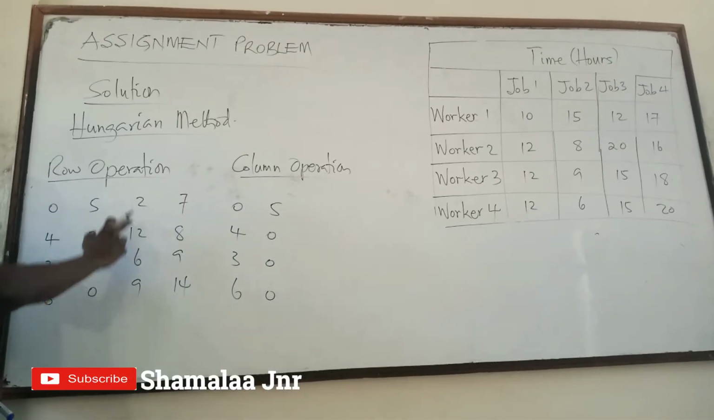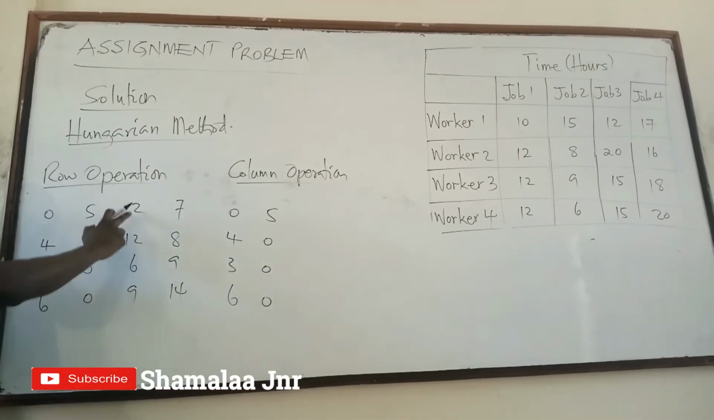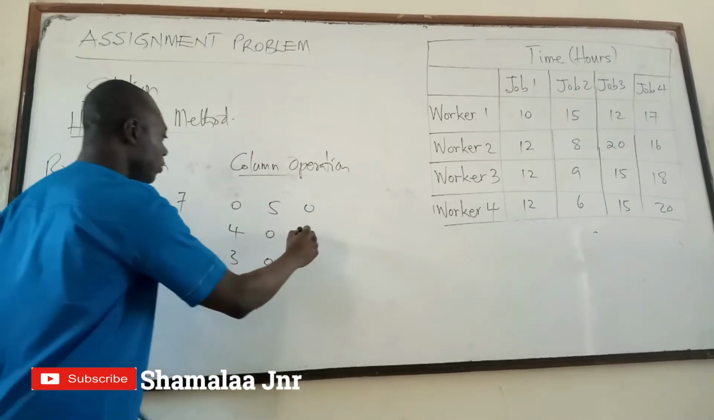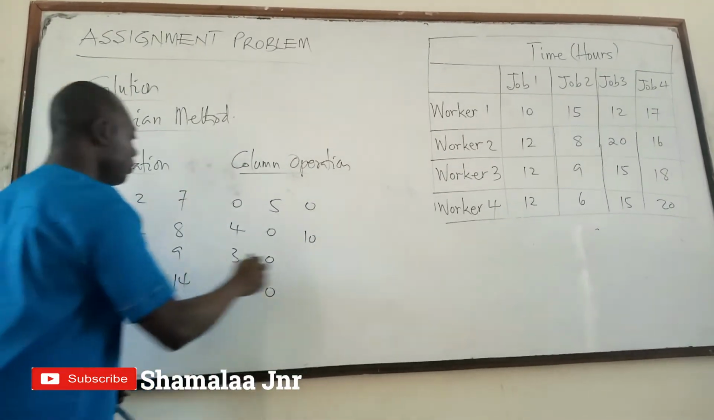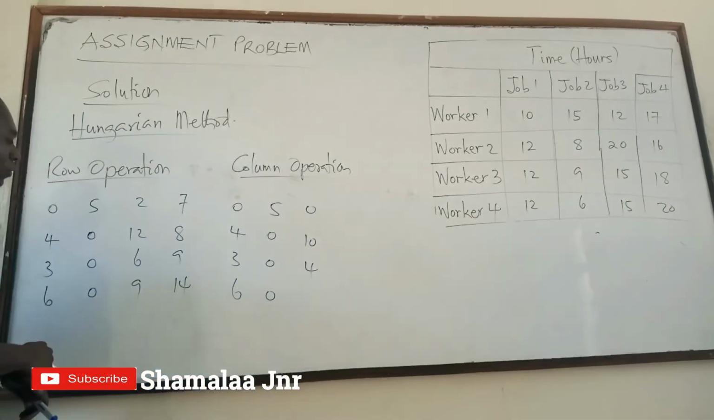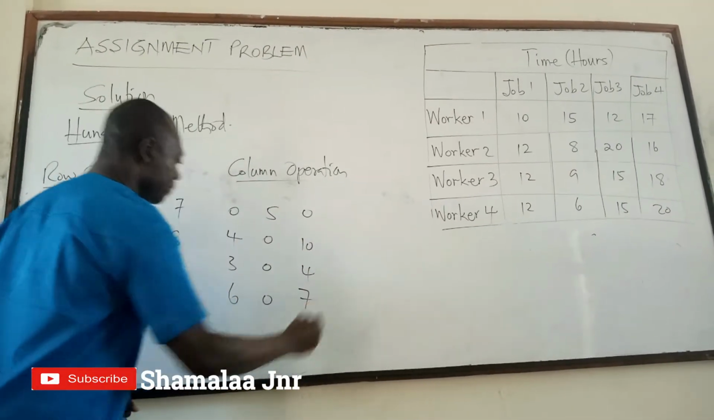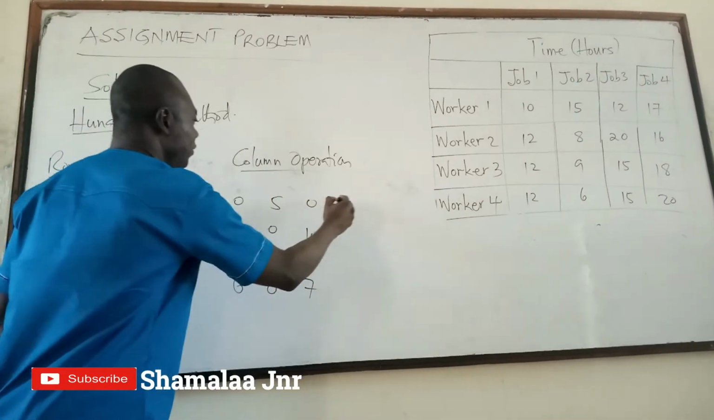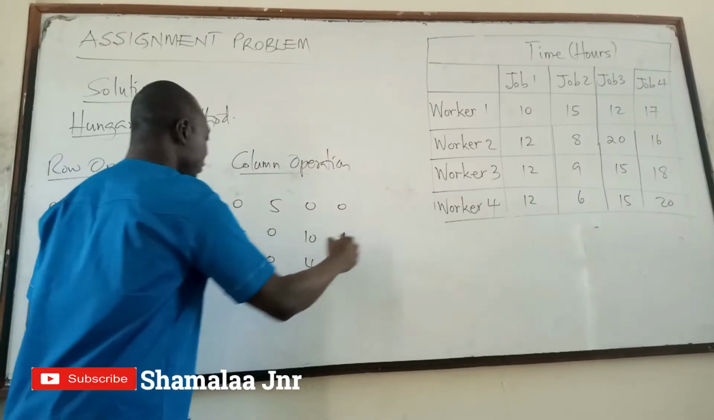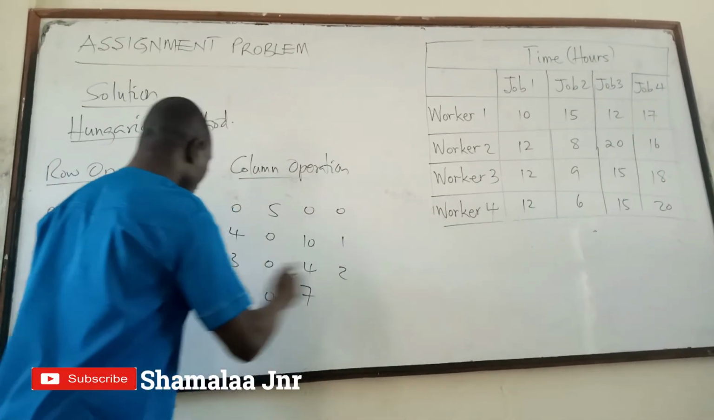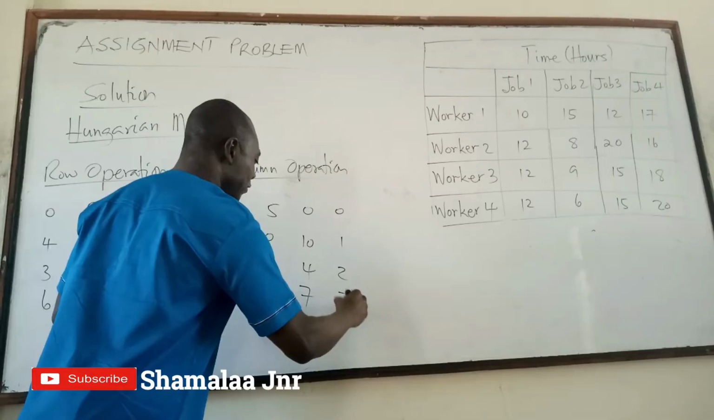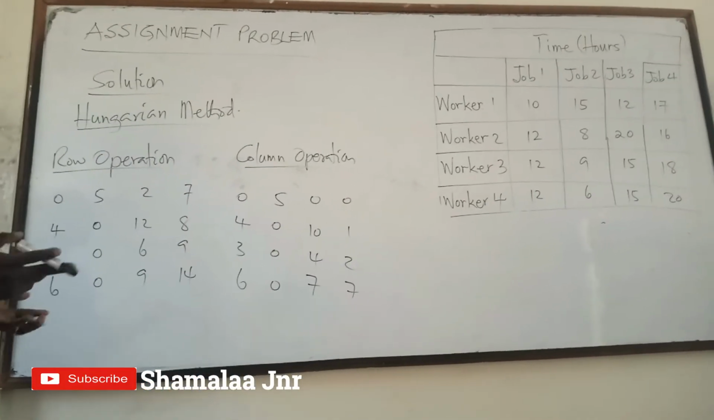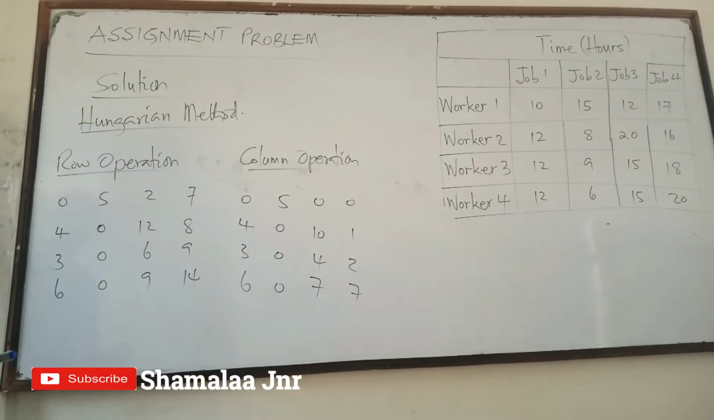And then the next column, the smallest number is 2. So you subtract 2 from 2, you get 0. 2 from 12, you get 10. 2 from 6, you get 4. 2 from 9, you get 7. The next one, the smallest number is 7. 7 from 7, you get 0. 7 from 8, you get 1. 7 from 9, you get 2. 7 from 14, you get 7. So this is the column operation. You see that it is not difficult at all.